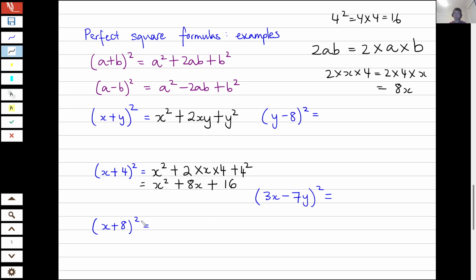All right, let's do another one. This time, instead of 4, I've got 8. So a is x. This time, b is the number 8. So when I expand this, I'm going to get x squared plus 2 times a times b, where a is x and b is 8. So it's going to be 2 times x times 8 plus the second number squared. So 8 squared.